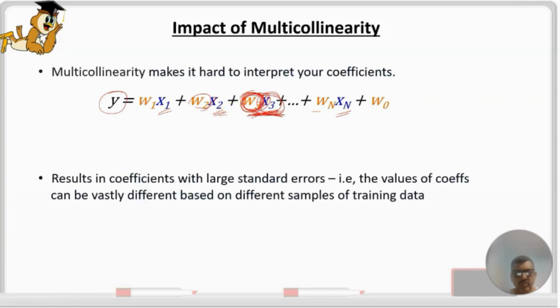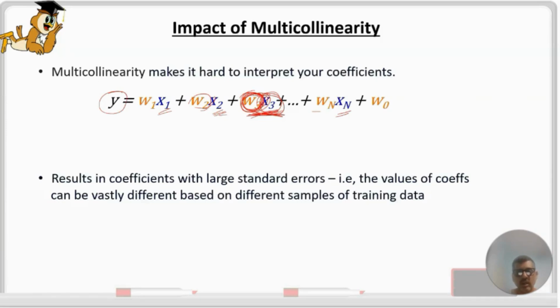It results in coefficients with large standard errors. That is, the values of the coefficients can be vastly different based on different samples of training data. So for example, if you took different training data, right? Often when you run AI algorithms, you have your entire training data and you take subsets of it to repeatedly run the regressions to see if they all roughly converge to the same values, right?